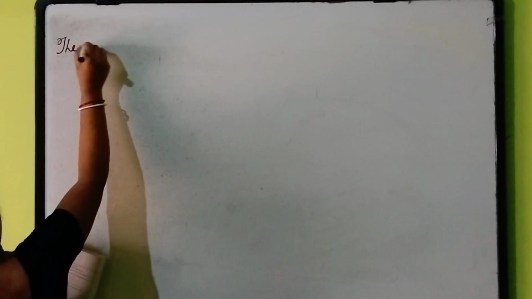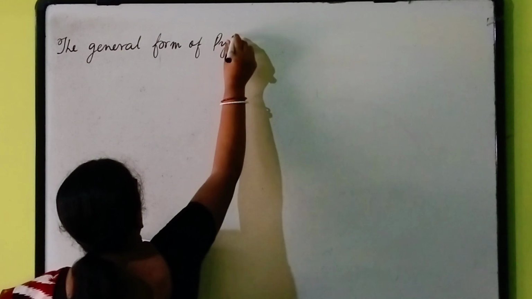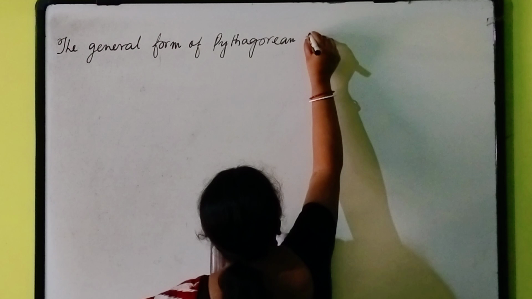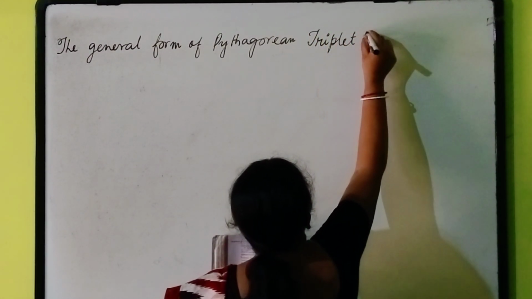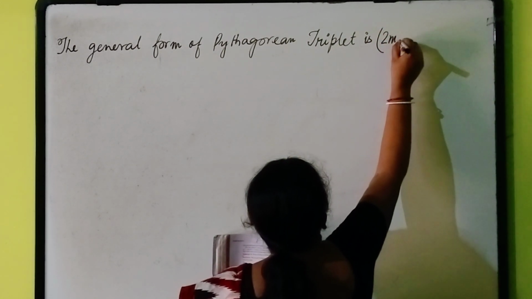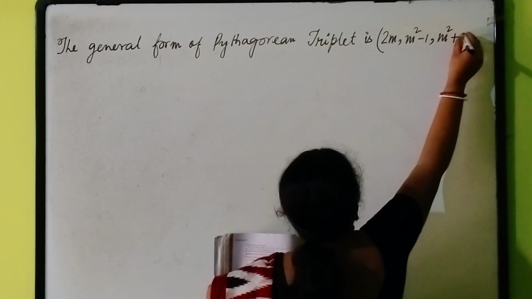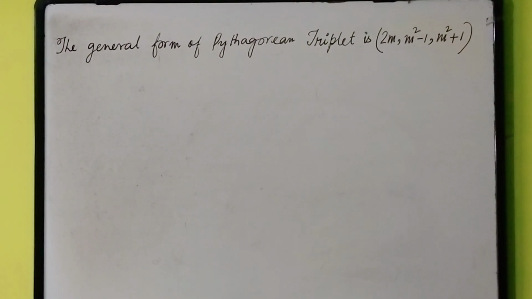First of all, let me write in front of you the general form of Pythagorean triplet. The general form of Pythagorean triplet is 2m, m square minus 1 and m square plus 1. This is the general form of Pythagorean triplet. Already you have got it in your note form.